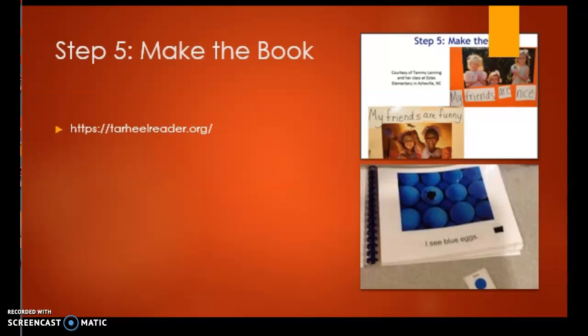And then if you do use Tar Heel Reader, you can print out the books and print enough for each student to take home, and they can read it. Maybe print one to keep in your classroom library. Students do really like this, and they take a lot of pride in being able to flip through the book and see their sentences as well as their friends' sentences.